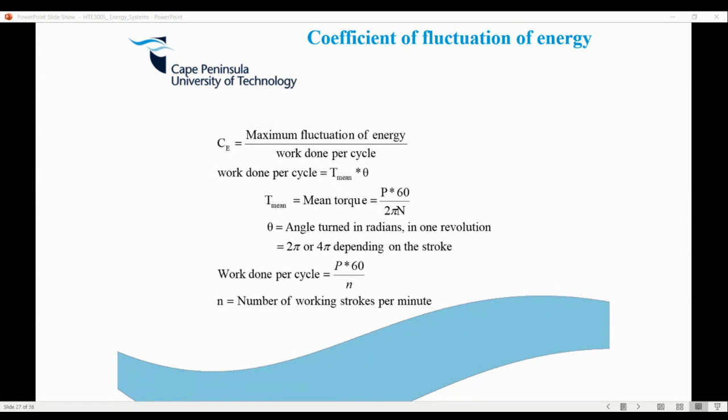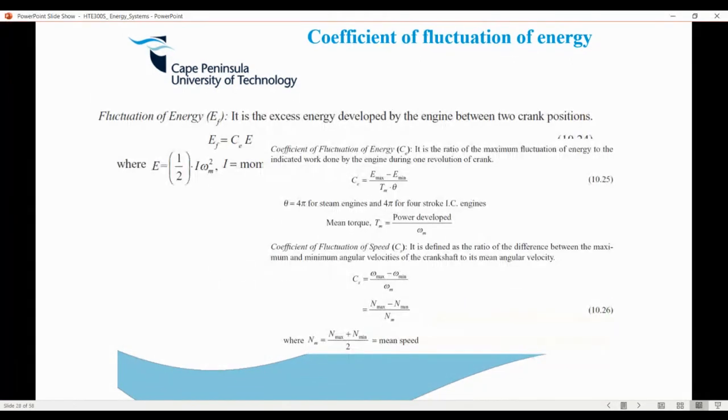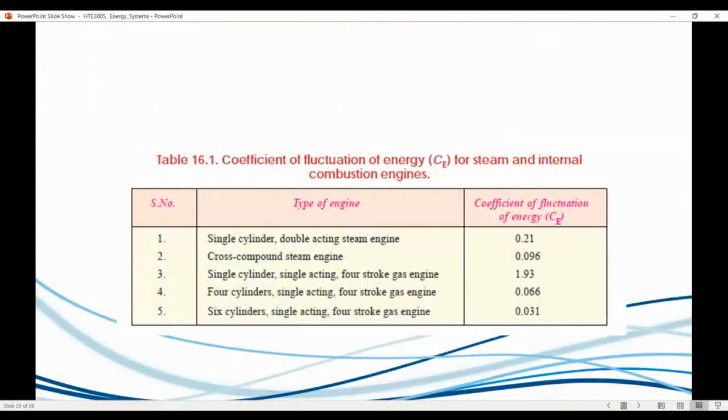What's important is that this new coefficient is telling us how the energy is fluctuating, and that is called the coefficient of fluctuation of energy. That's one of the main metrics we find. This is talking about the same thing. I literally copied this last night, but it's basically the same thing in different words: E max minus E min, which is the change in it, divided by your mean torque.